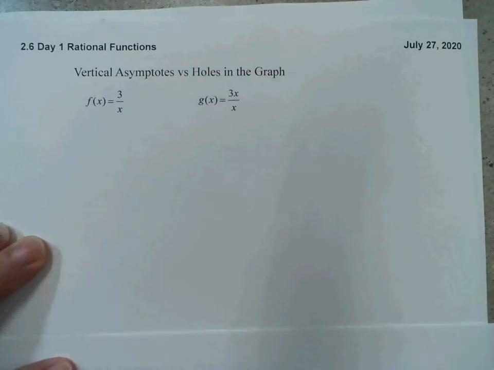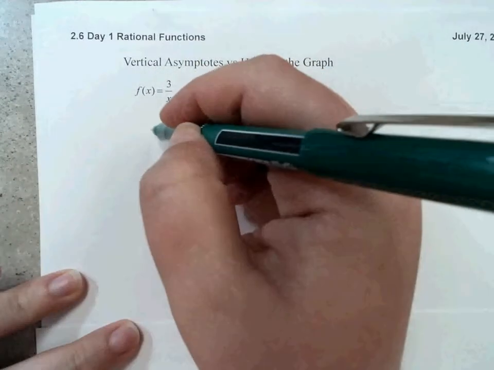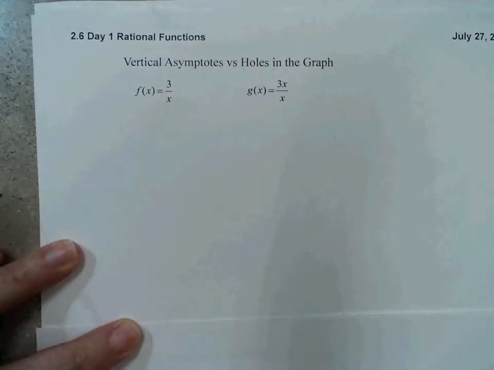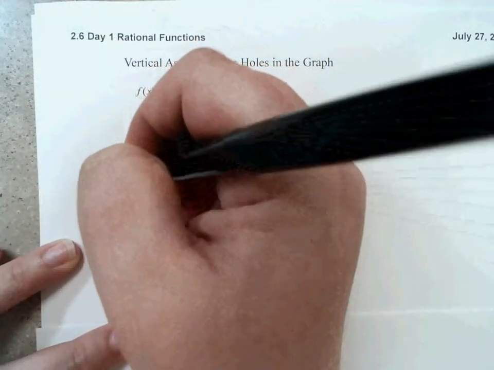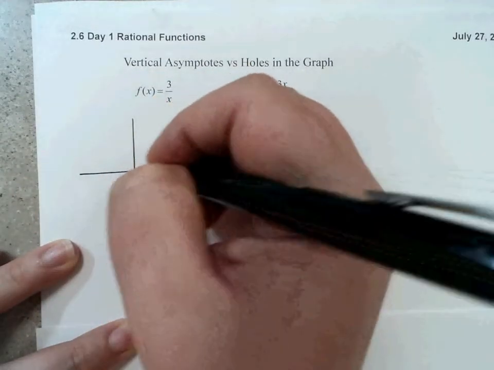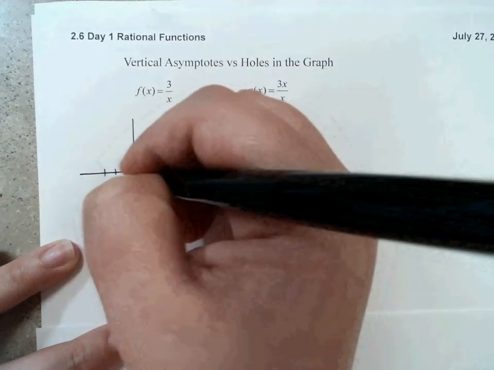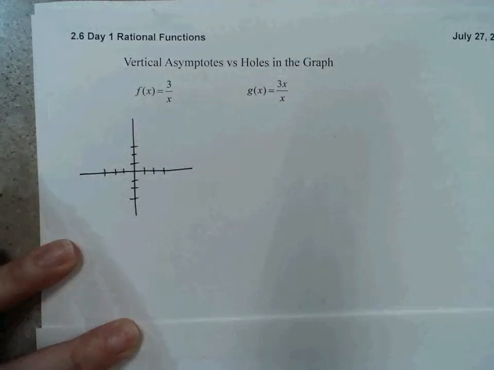Okay, vertical asymptotes versus holes in the graph. So this is kind of interesting. If I think about 3 over x, it is the basic 1 over x function just vertically stretched by a factor of 3.